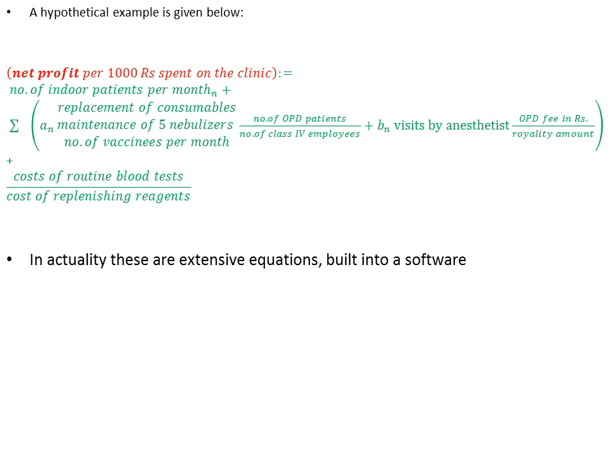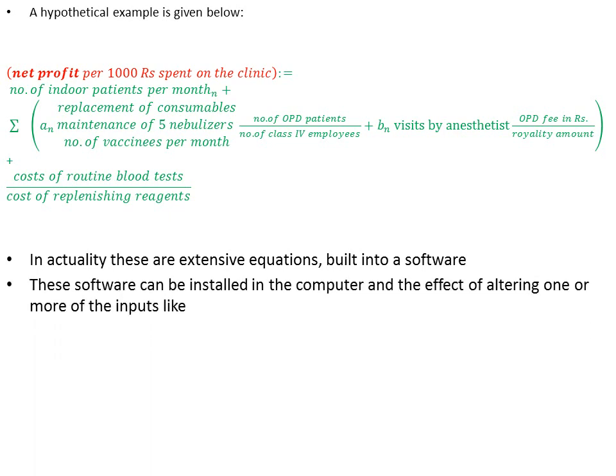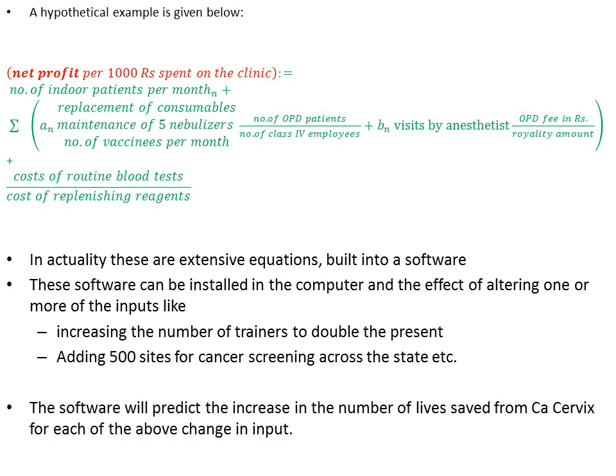There are more extensive equations actually built into a software. These softwares can be installed into the computer, and the effect of altering one or more inputs can be directly calculated by the software. The change in input can be like increasing the number of trainers to double, add additional 500 sites for cancer screening across the state, etc. The software will predict the increase in the number of lives saved from the carcinoma cervix for each of the above change in input.